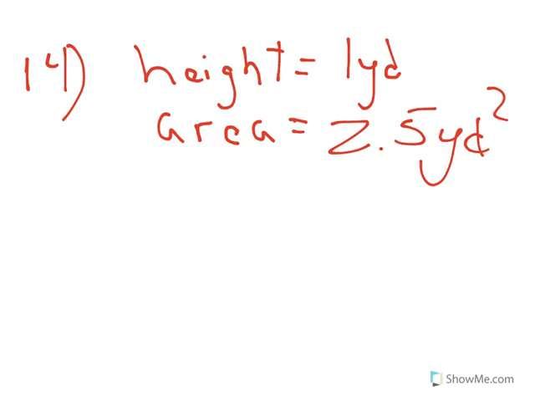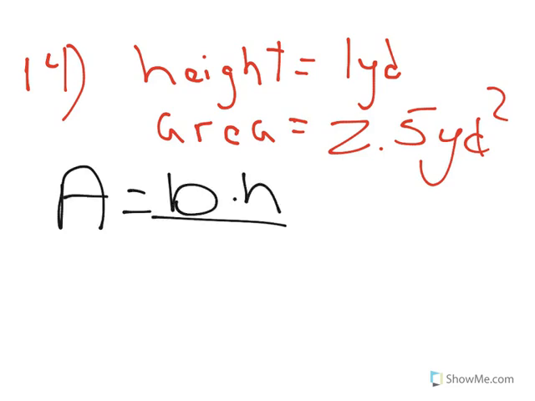Okay, the next one I'm going to help you on is on the back. It's number 14. This one's a bit different because you have the area, you have the height. Now I want to find the missing dimension, which is the base. So I'm still going to start with my formula, A equals base times height divided by 2. Now I'm going to plug in numbers. So I know my area is 2 and 5/10. I don't know my base, but I do know my height is 1.